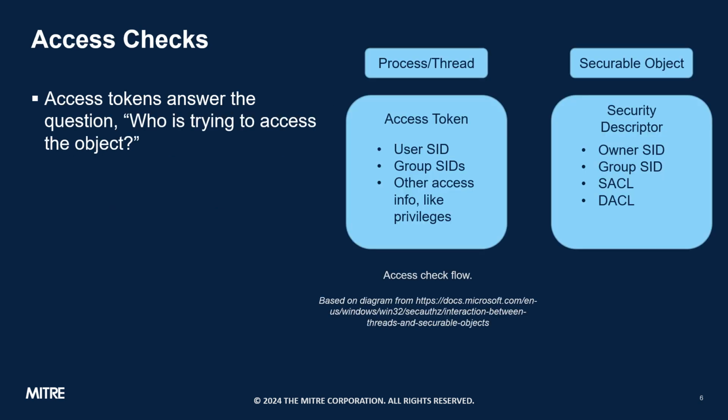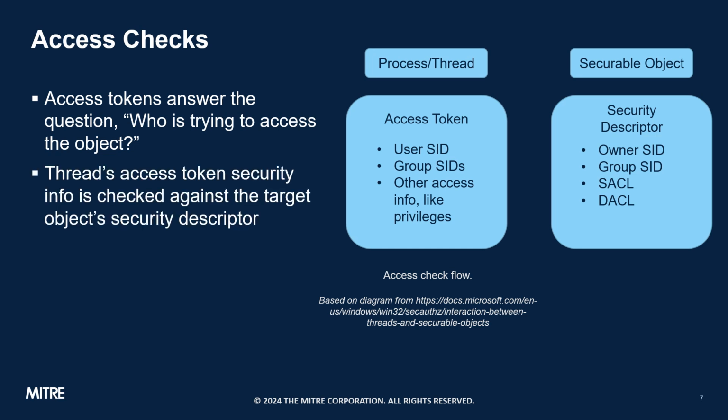Windows uses access tokens to answer the question of who is trying to access the object, since access tokens contain information on the security context behind the thread or process. When a thread requests access to a secureable object, the access token security information is checked against the target object's security descriptor.